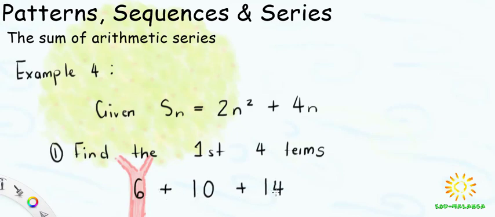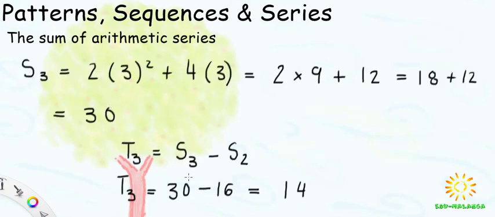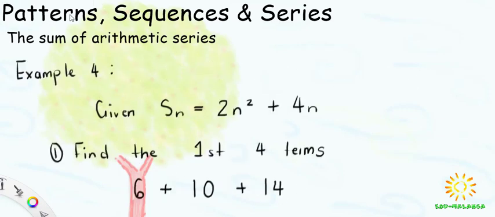To find the fourth term, we're not going to bother ourselves doing this long method. We're going to do a quick cheat by looking for the common difference, because remember, when you have the sum of arithmetic series, what you have is an arithmetic sequence, but instead you are adding the terms, so you will still have a common difference.